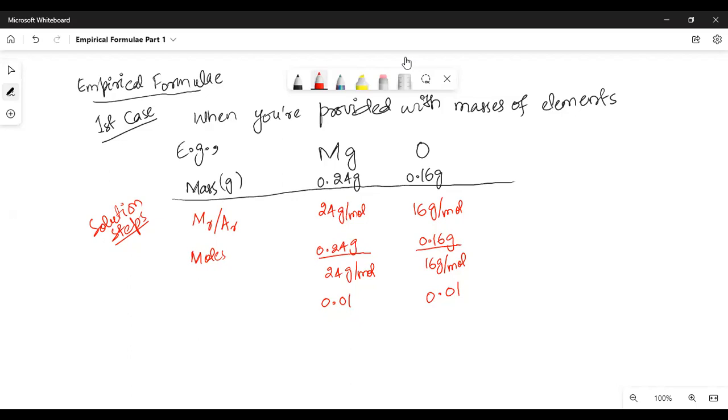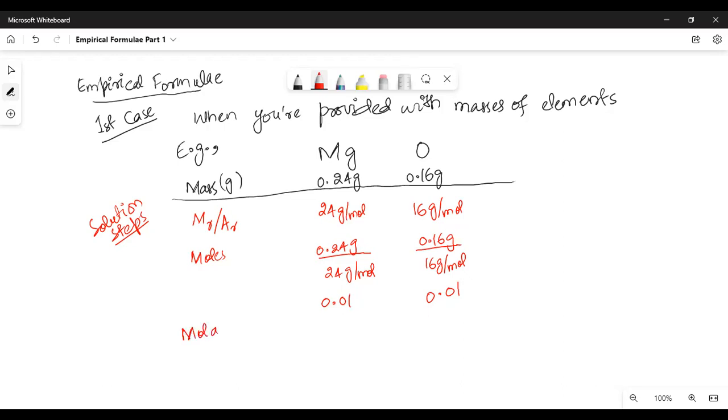Okay, so the number of moles is 0.01 and 0.01 for both the elements, magnesium and oxygen, respectively. I was just saying that, is this answer correct for both of these? Yes, sir. All right, if we are correct with both of these, let's move on. The next step would be molar ratio.